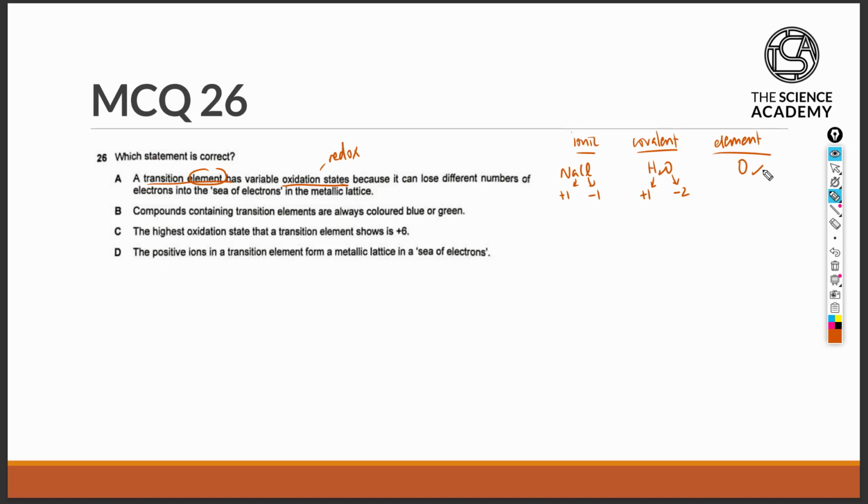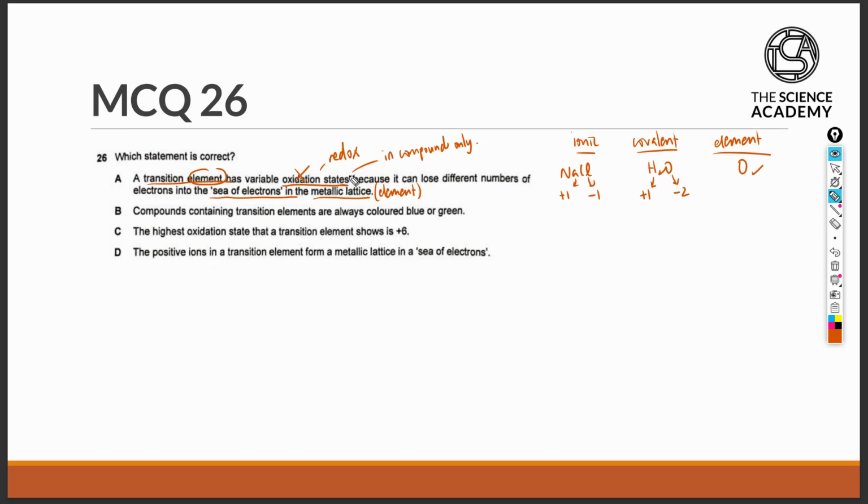A transition element does have variable oxidation state when it forms a compound, in compounds only. So losing different number of electrons into the sea of electrons in this metallic structure still refers to just the element by itself, the metal by itself. So it should not have variable oxidation state, and oxidation state should always remain as 0.